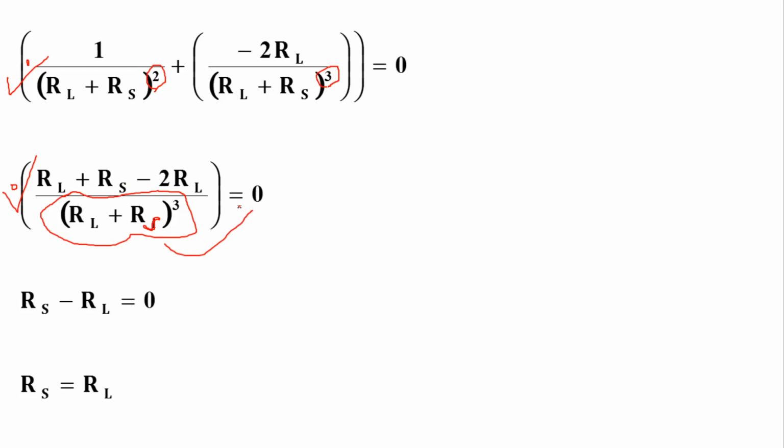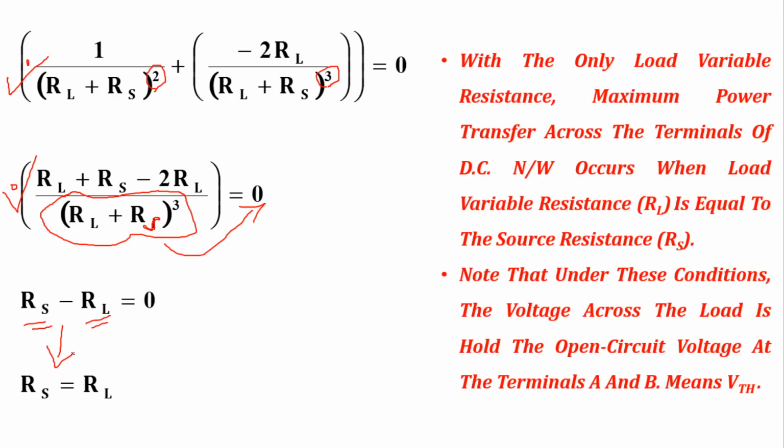Now this will be multiplied with 0, so it becomes 0. RL minus 2 RL is equal to minus RL, and this RS as it is. So after simplification, the final equation becomes RL is equal to RS. So our condition for maximum power transfer will look like this: RS is equal to RL.